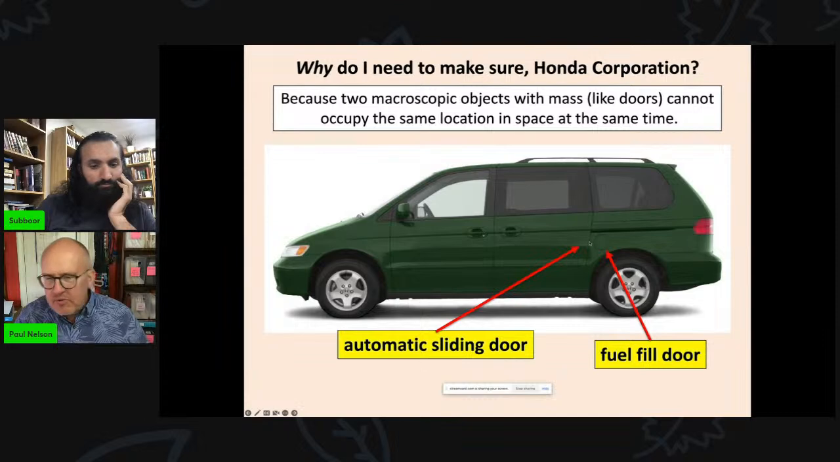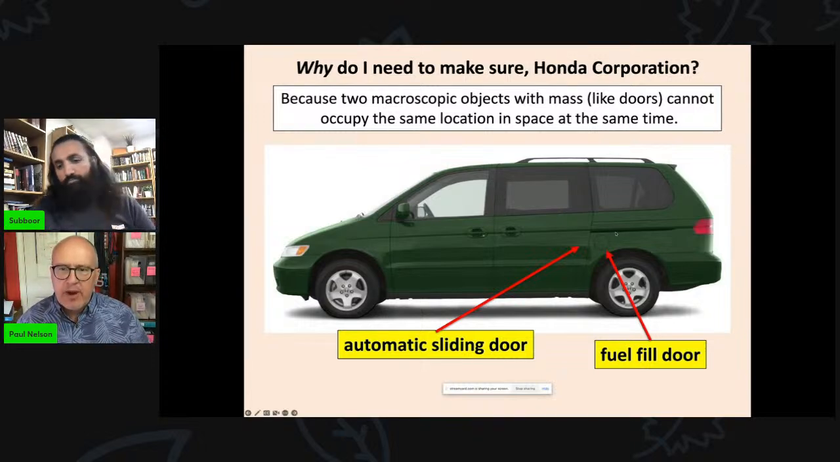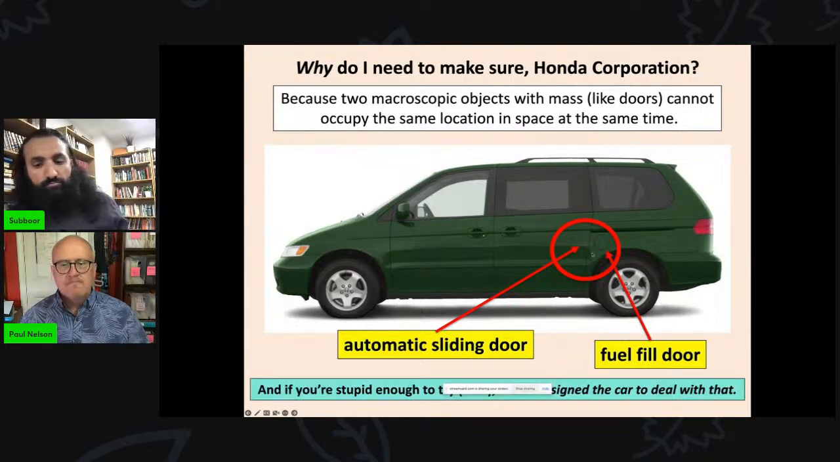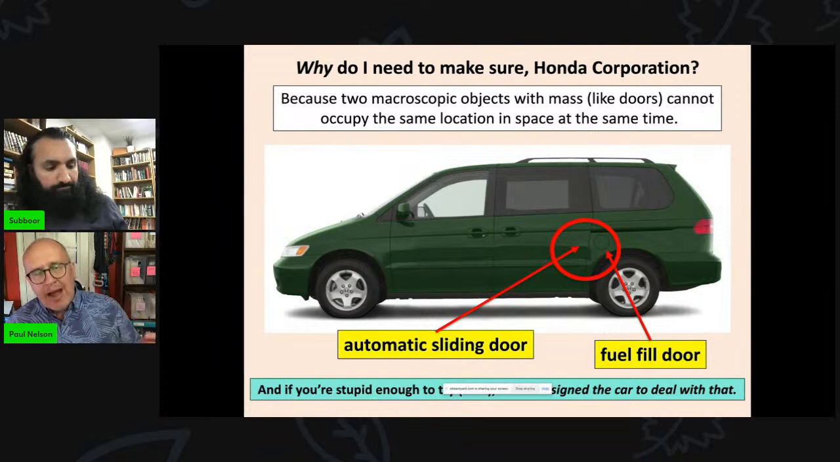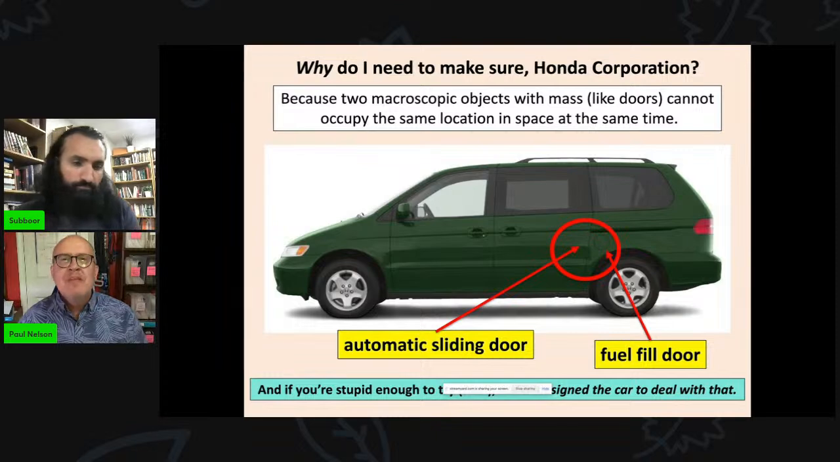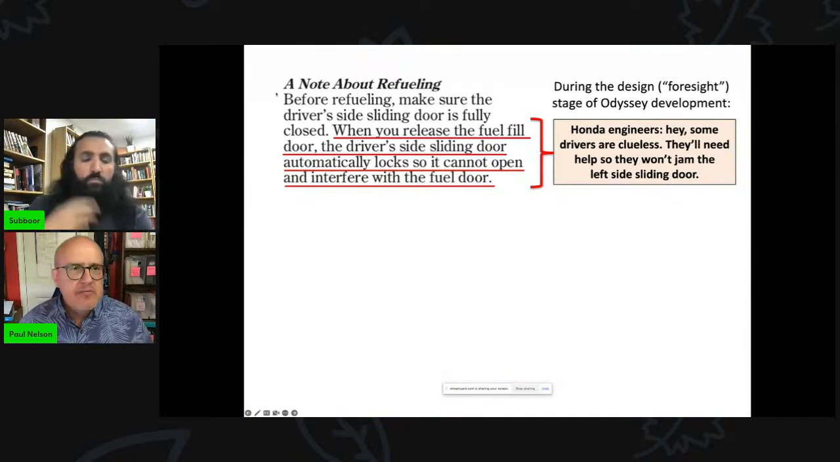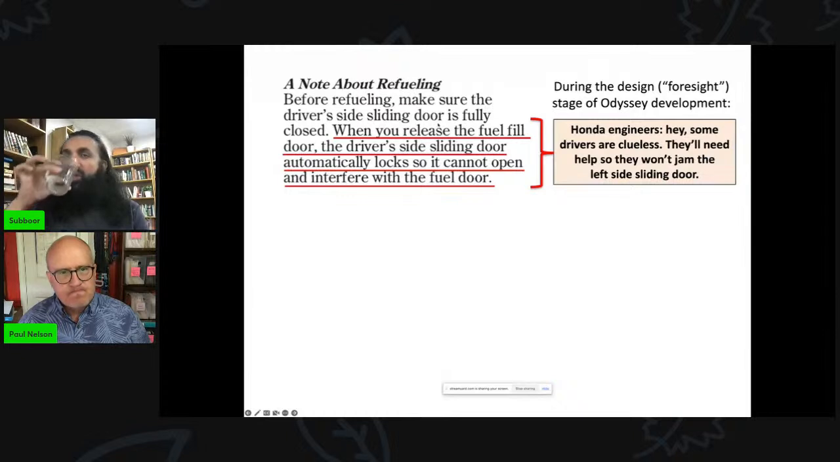So you can see the fuel door is here. This opens on a little hinge, and with a tube line going down to the gas tank. So that's where I would put the gas in. And here's the door. And you'll notice that if I try to open this door while this is open, I'm going to have a problem. In fact, the problem, I guess you could say, would be sufficiently severe that the Honda designers have planned for it.